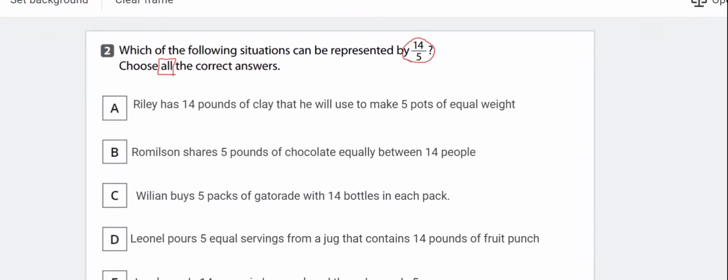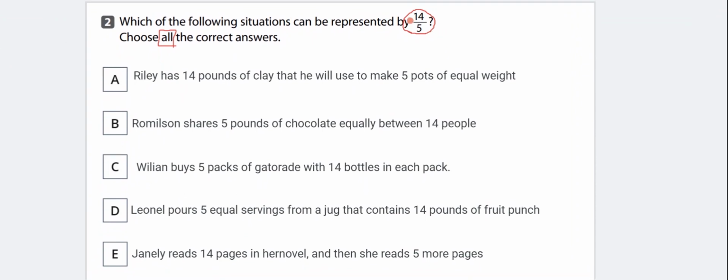What operation do I know that I have to do when I see this fraction bar? That's right, a fraction bar shows me that I'm going to divide. So I'm going to put my division symbol here. And I know I always start with what I have. How much do I have? I have 14. And I'm going to make sure I write that down.